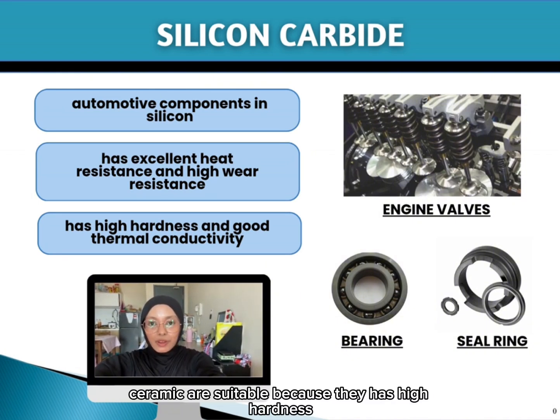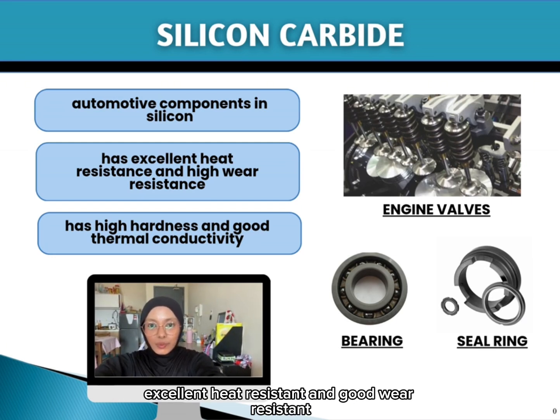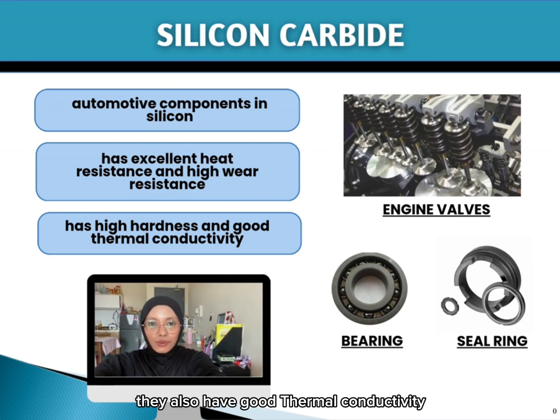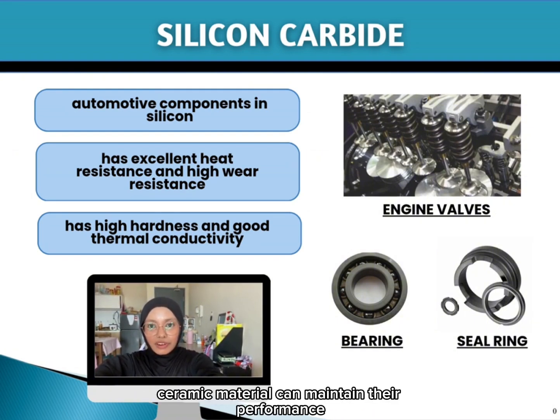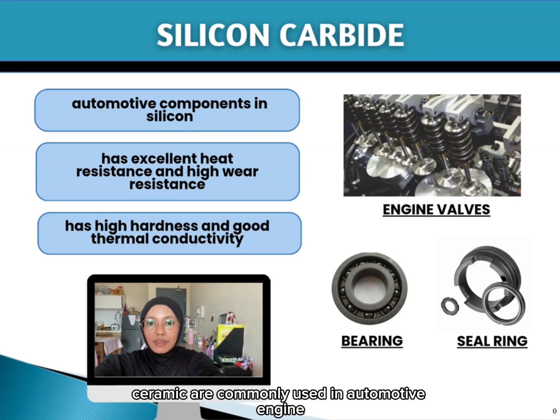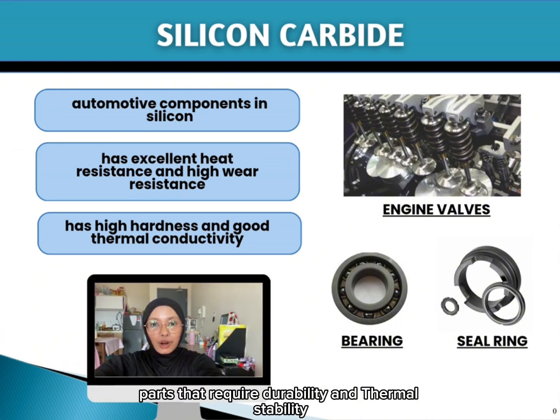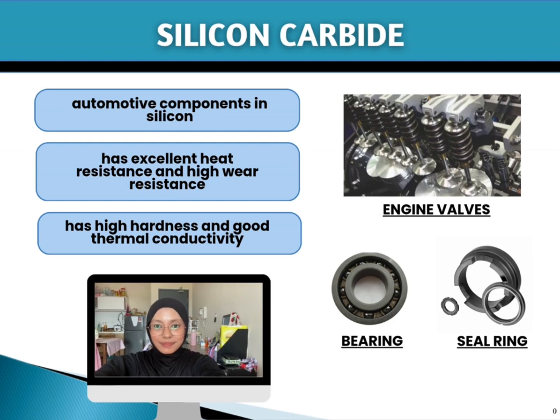Ceramics are suitable because they have high hardness, excellent heat resistance, and good wear resistance. They also have good thermal conductivity, which helps dissipate heat quickly. Due to these properties, ceramic materials can maintain their performance without deformation even under extreme conditions. Therefore, ceramics are commonly used in automotive engine parts that require durability and thermal stability.